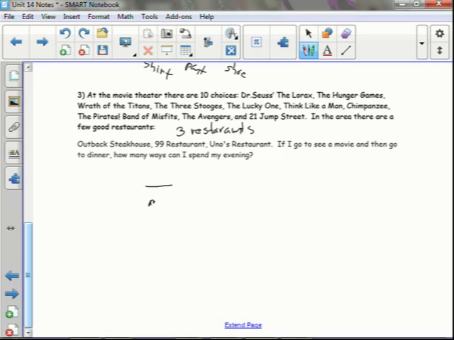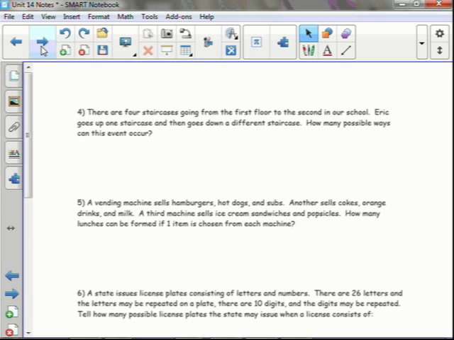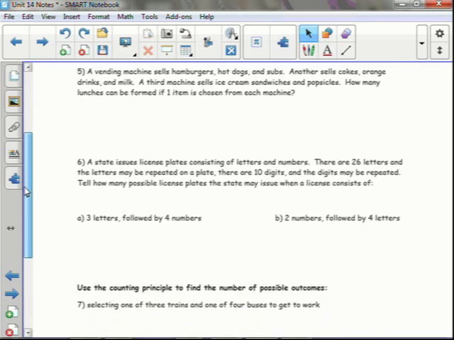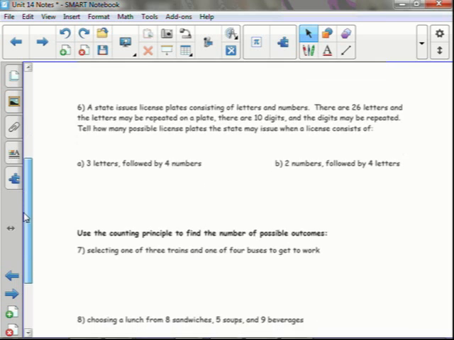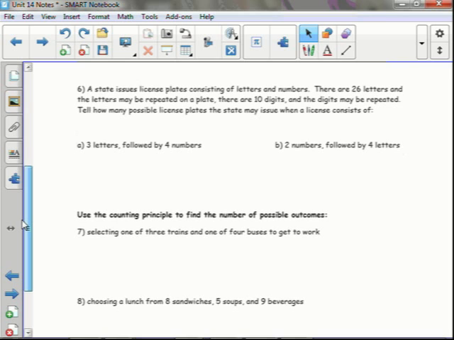So your first option is the movie, then you're going to have dinner. Well, we have 10 movie possibilities and 3 dinner possibilities, so you have 30 ways that you could spend your evening. You're just multiplying them together. So the counting principle is pretty straightforward. I want to do number 6 here because this one happens a lot.